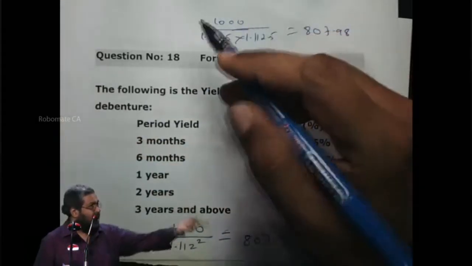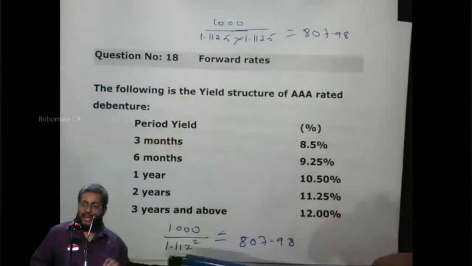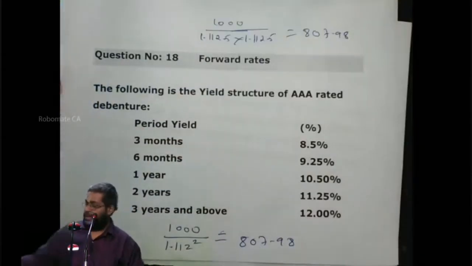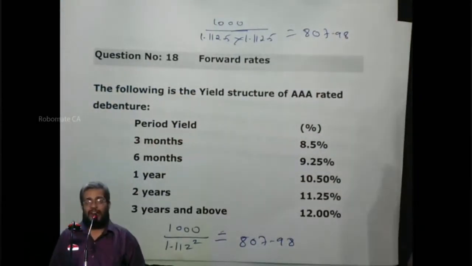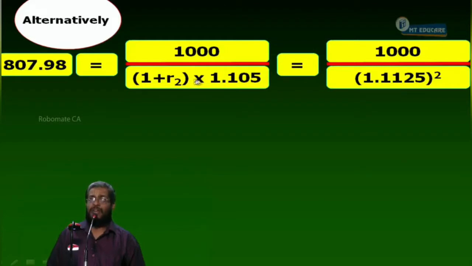This is how I found out the value itself in the first place, right or not? Now, in that case, can you just look at the slide? The slide is as follows. Alternatively, 807.98 is nothing but 1000 divided by (1 + R2) into 1.105. 1000 first discounted by what? Second year yield, bring it to first year, and then discount by what? First year yield, bring it to year 0. That is one way of finding out this value, right or not? Or alternatively, 1000 discounted by what? Average yield for 2 years, I'll get the same value.